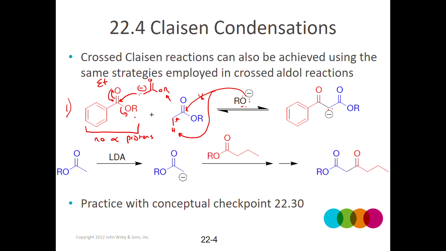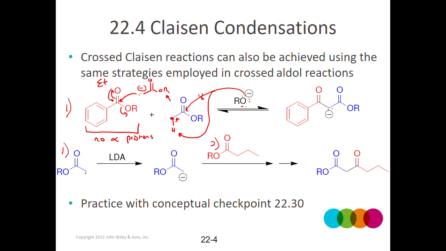Right, so one strategy is setting it up so there's only one site that has alpha protons, so we know for sure which molecule is going to be the enolate, which molecule is going to be the electrophile, and how the attack is going to occur. The other strategy is to add the two substances in separate steps.